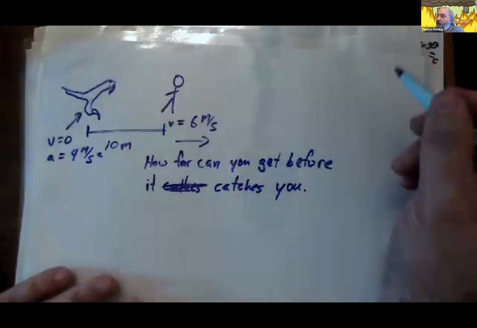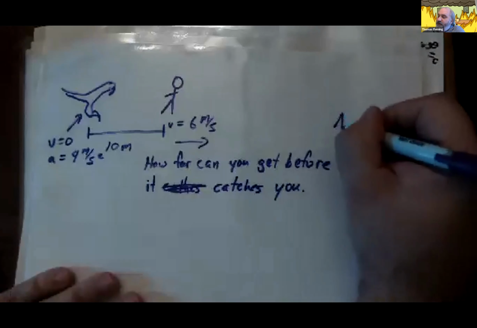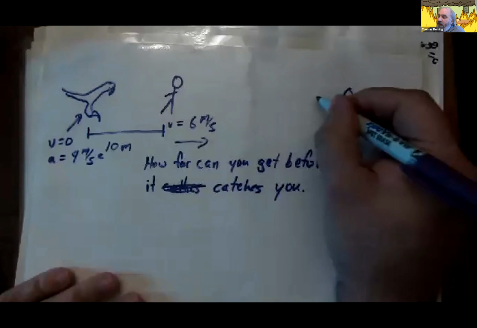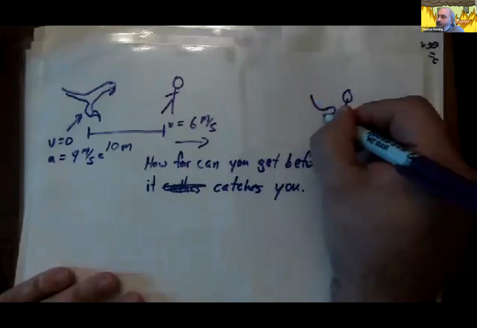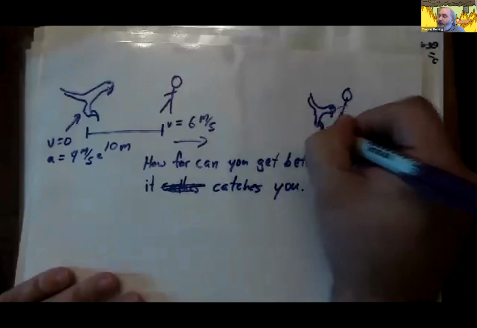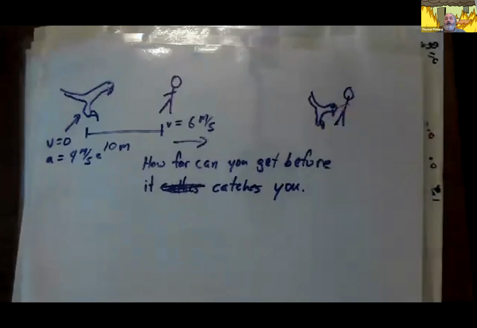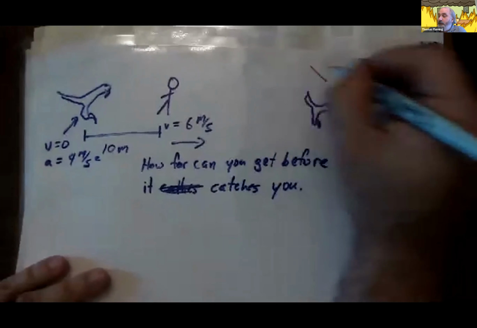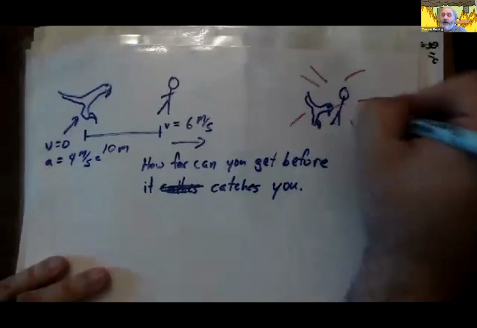And so somewhere over here, and I'm not really sure where it is, there's going to be a spot where the Velociraptor catches you. And at that point, you hopefully will find something to safety. Otherwise, blood everywhere.